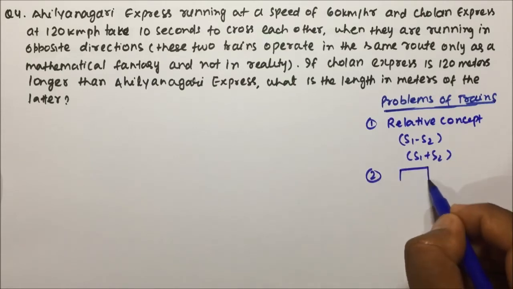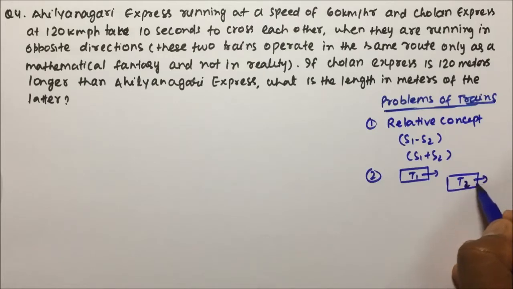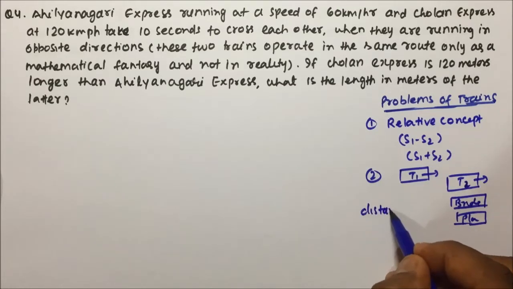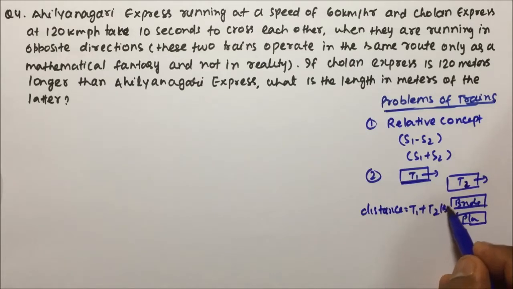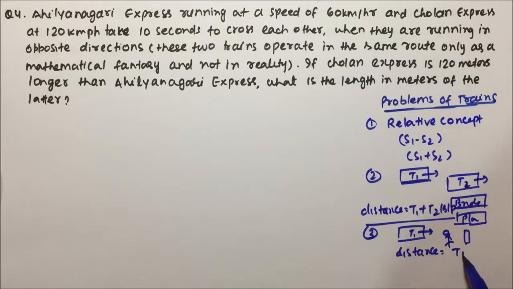Then if a train is crossing another train, or if a train is crossing a bridge, or if a train is crossing a platform, then the distance will be train 1 length plus train 2, or bridge, or platform length. That's all. And if a train is crossing a person or a lamp post, then the distance will be only the length of train 1, because the person or the lamp post length will be negligible in front of the train. So only these 3 concepts will be used in problems on trains.